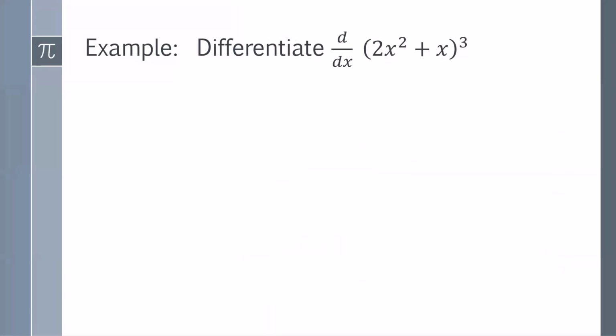Here we're going to differentiate (2x squared plus x) quantity cubed. Now this is a composite function with the outside function being something cubed and the inside function being the 2x squared plus x.